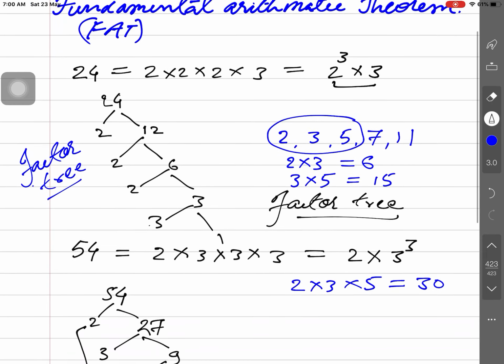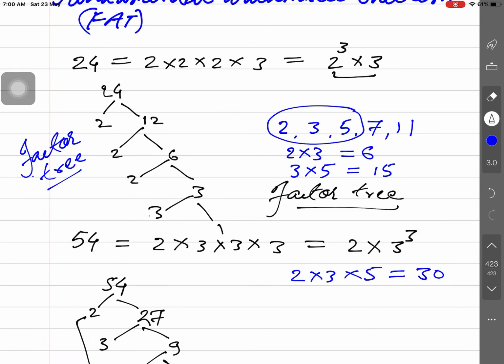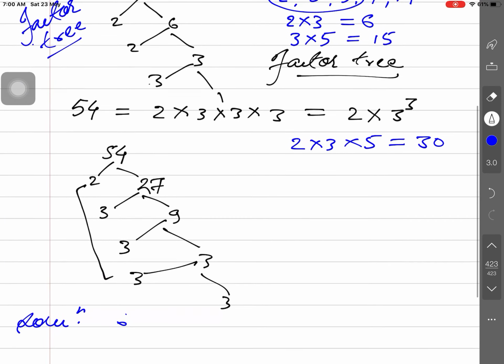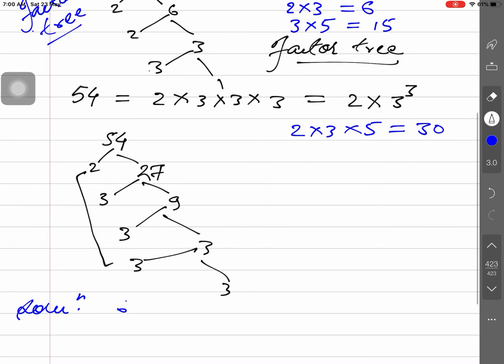And furthermore, 54 is equal to 2 into 3 into 3 into 3, where 3 times 3 times 3 has been taken together here. You may see these are all the prime factorization. Here 54 has also been factorized as 2 into 3 into 3 into 3. So I have written this as 2 into 3 to the power 3. The same thing is being said here.